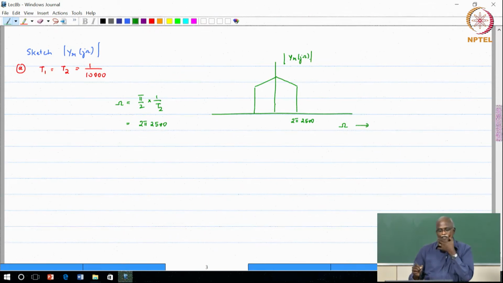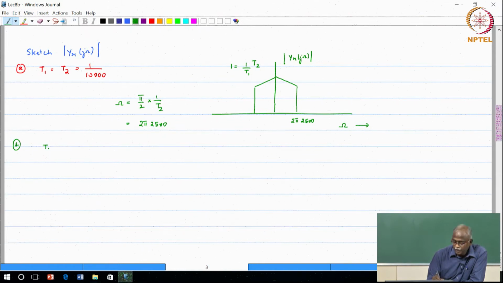Okay. Is there any scaling of the spectrum? I would have gotten a 1 over T1 when I did the sampling, and I got a T2 when I did the reconstruction. T1 equals T2, therefore this is equal to 1. No scaling of the spectrum. The first interesting case comes now, when I have T1 equal to 1 by 20,000 and T2 equal to 1 by 10,000. It is a multi-rate system.